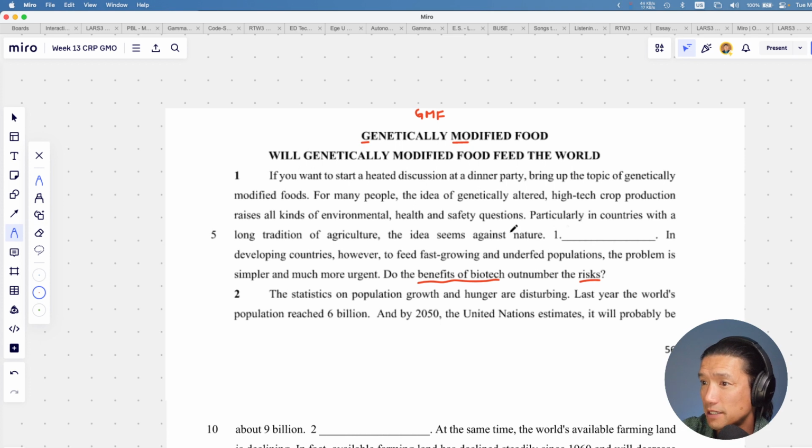So, particularly in countries with a long tradition of agriculture, these countries with their agricultural revolutions that have been growing foods for a long time, the idea seems against nature. However, right? In developing countries, however, this is our little transition thing. To feed fast-growing and underfed populations, the problem is simpler and much more urgent. Is it simpler? I don't know. I don't think there is a simple problem in this world anymore. It's where we've gotten to.